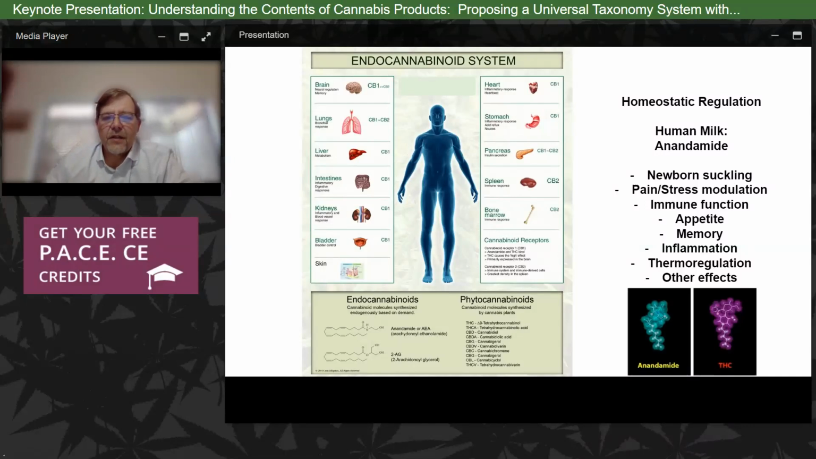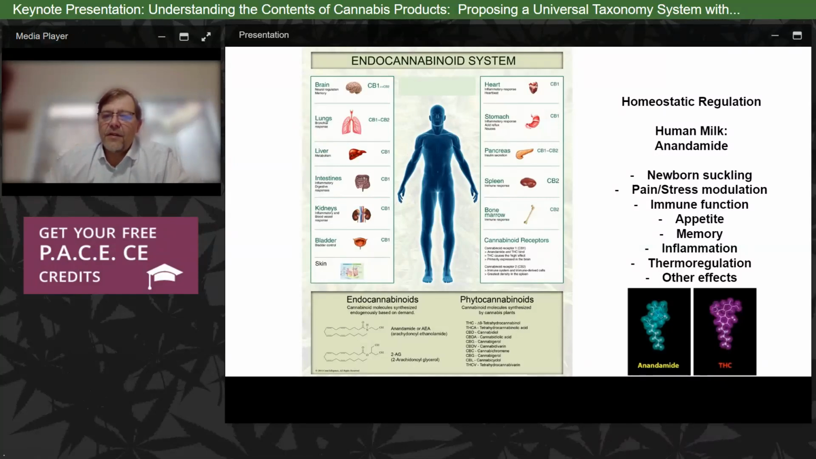What this diagram shows is that the brain is dominated by CB1 receptors, and the heart is also dominated by CB1 receptors, but organs like spleen and bone marrow and organs that are associated with the immune response, and even in the brain, CB2 receptors would be associated with the immune response. These organs will also be dominated by CB2 receptors.